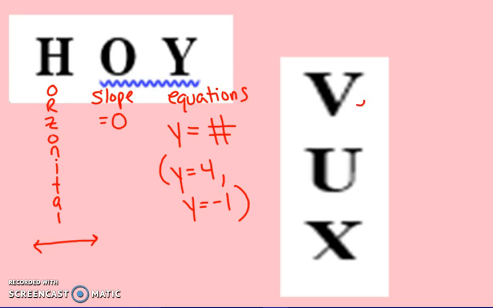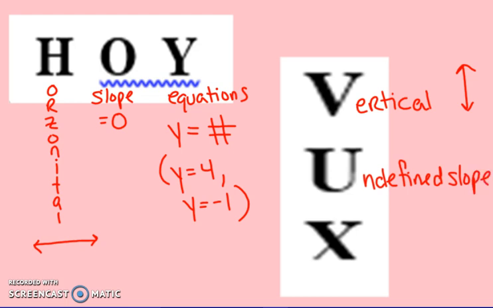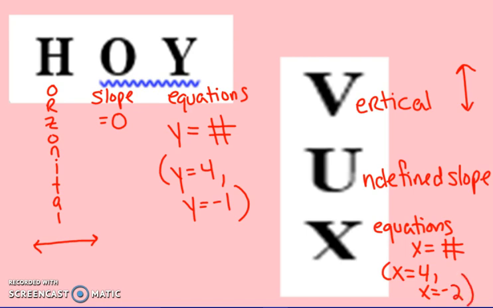When we talk about VUX, V is for vertical, and vertical goes top to bottom. Our slopes, as for U, is undefined. So anytime you see a vertical line, it is an undefined slope. These equations all are going to be x equals a number. Again, it does not matter if x equals 4, x equals -2. There is no y, and it is just x equals.